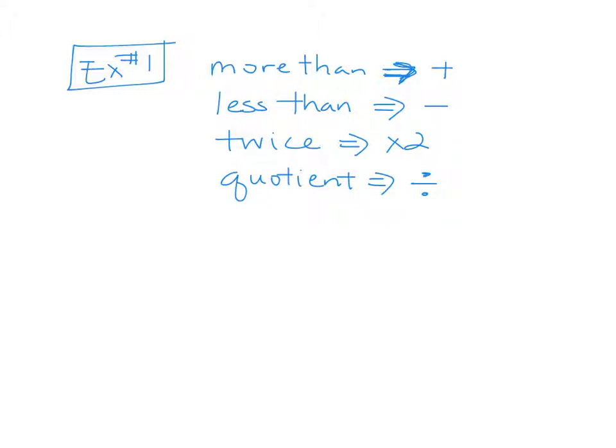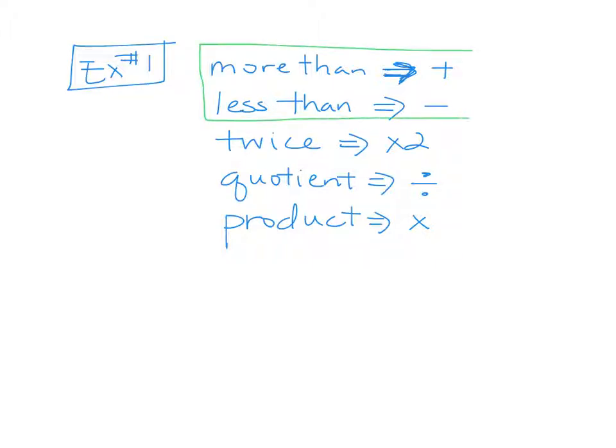Okay, and then product. If I said the product of 2 numbers, what are you doing to those 2 numbers? Product. You're multiplying. Product is multiplication. Okay, so those are some of the key phrases to look for. One thing to note is these top 2 are different than the others, okay? When I give you a phrase, pretty much you're going to put it in order of how you see it. But when you see more than and when you see less than, you actually flip what is there.